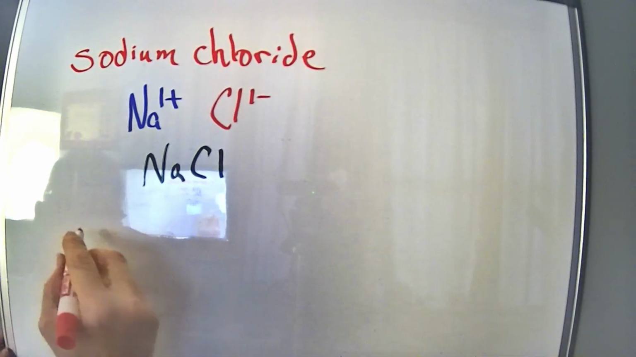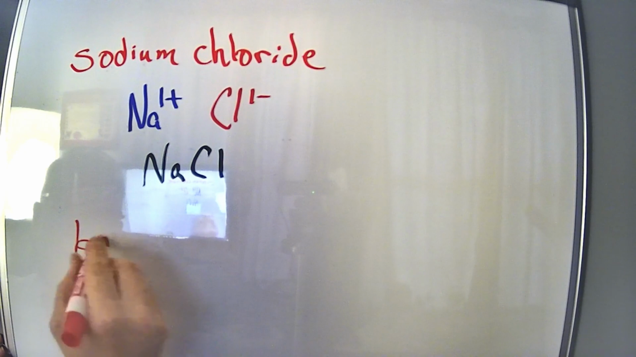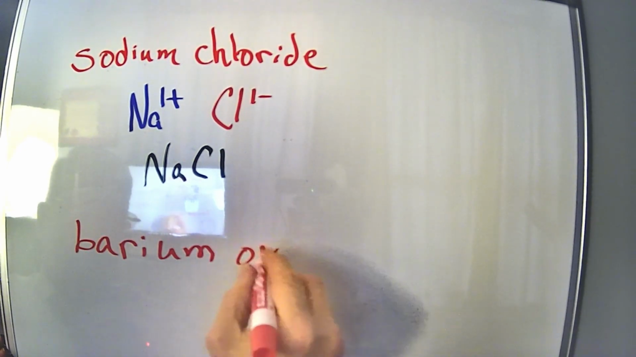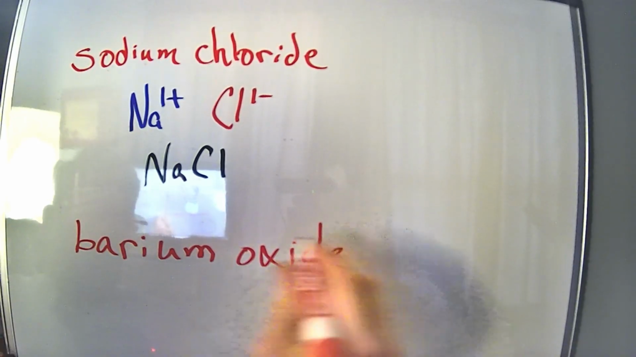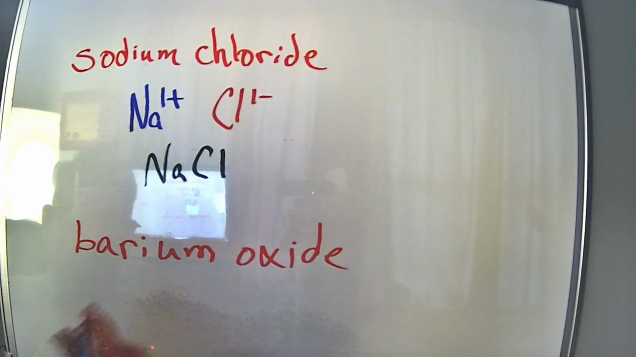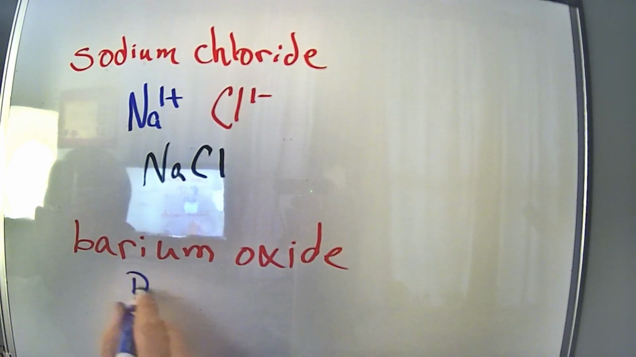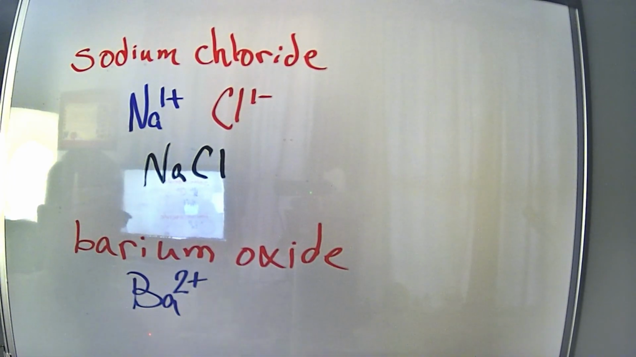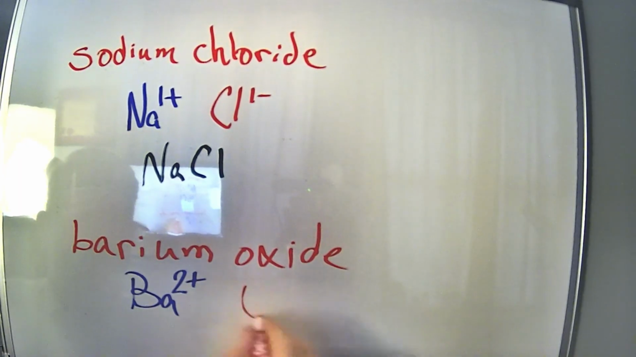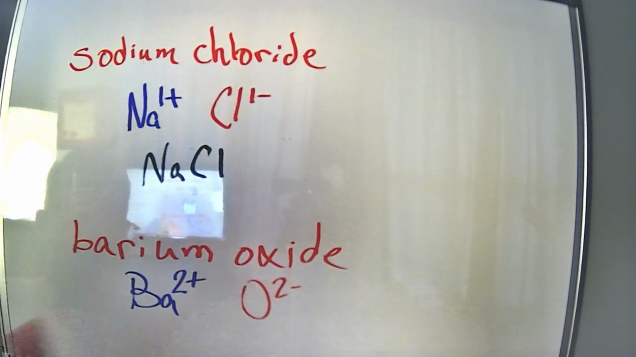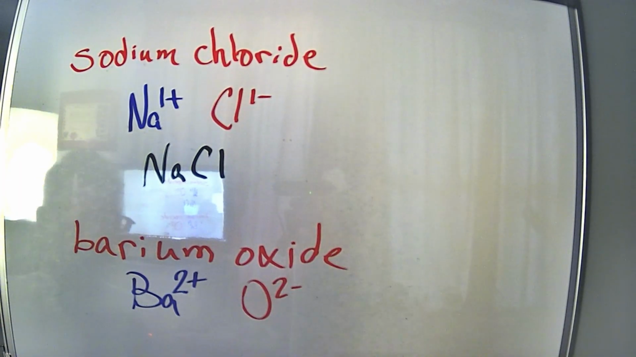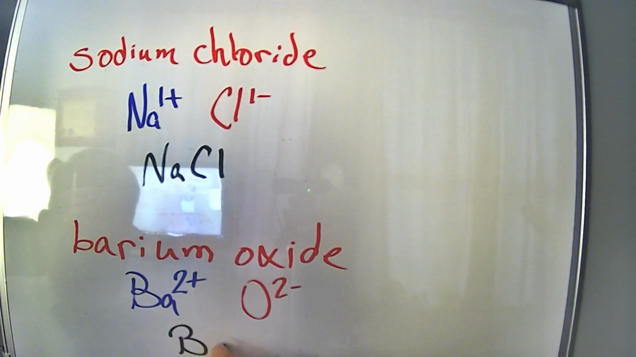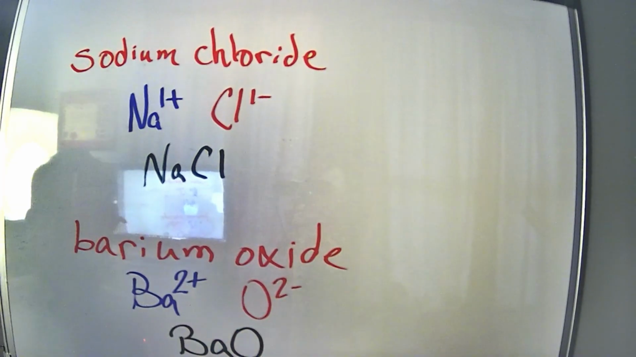Our second example is going to be barium oxide. Barium has a 2 plus charge. Oxide is a 2 minus. So again, we have 2 plus and 2 minus equaling 0, so we simply need 1 barium ion and 1 oxide ion.